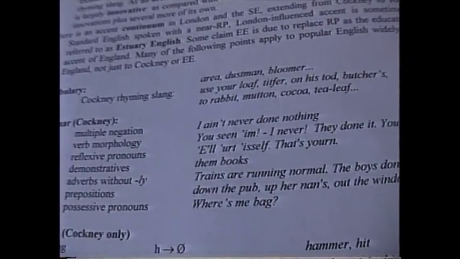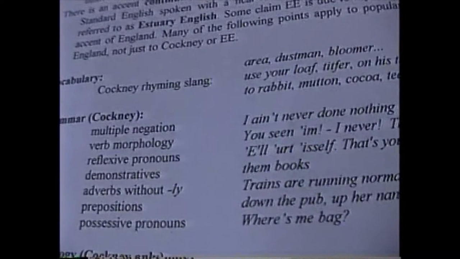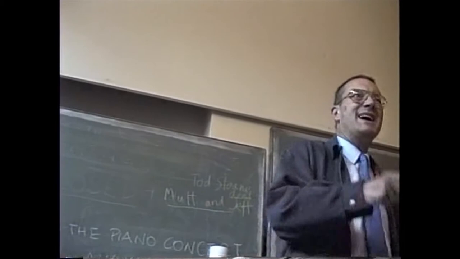Many of these are shared with other popular varieties of English, so that you can hear the same grammatical things in uneducated speech, in non-standard speech, in many parts of the country. First of all, multiple negation. In many languages, when you have a negative sentence, every word that has a negative goes negative, as happens in Russian, for example, or for that matter in Welsh. So it happens in Cockney. I never done nothing means I haven't ever done anything, or I did nothing, ever. In standard English, you have only one negative, and the others have to be positive.